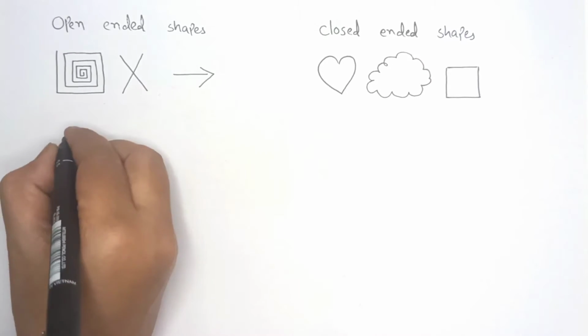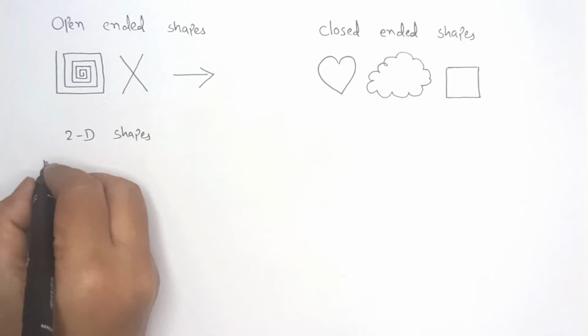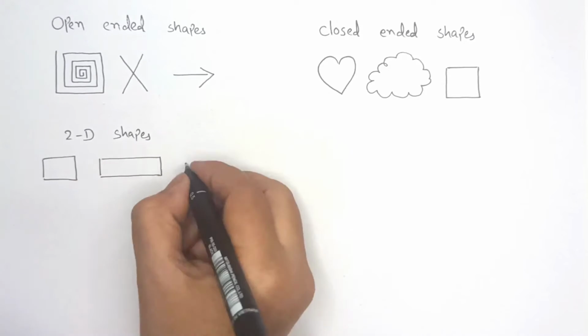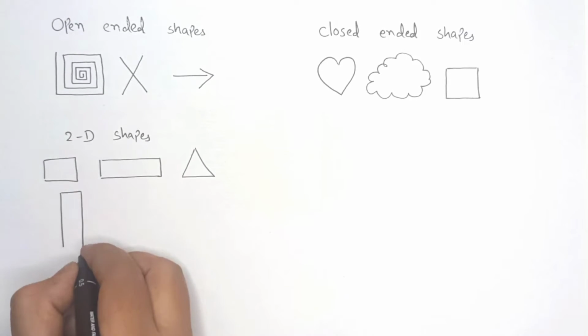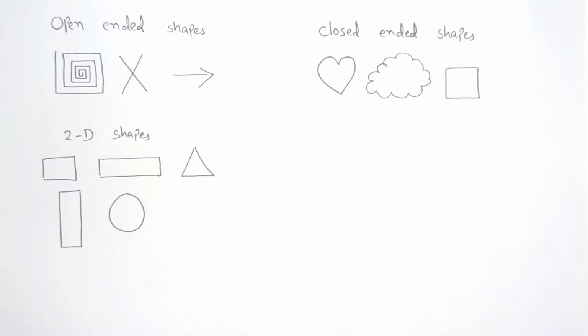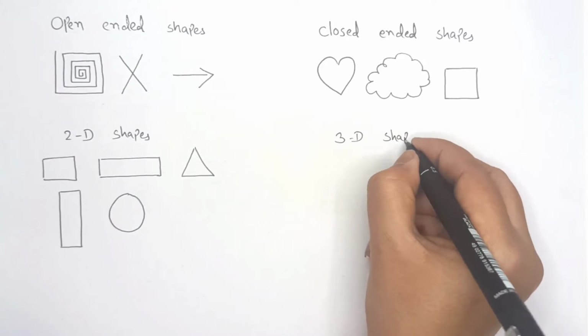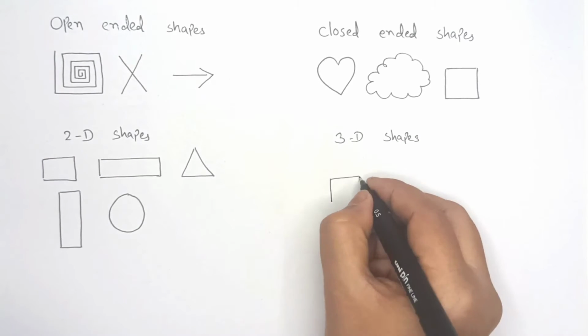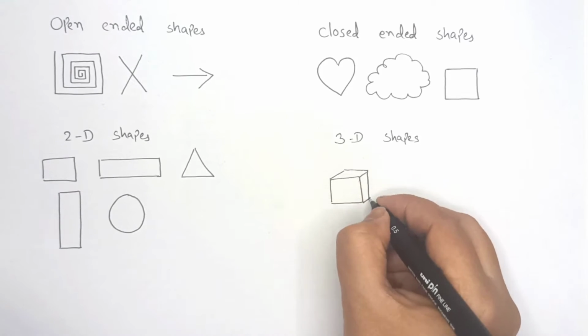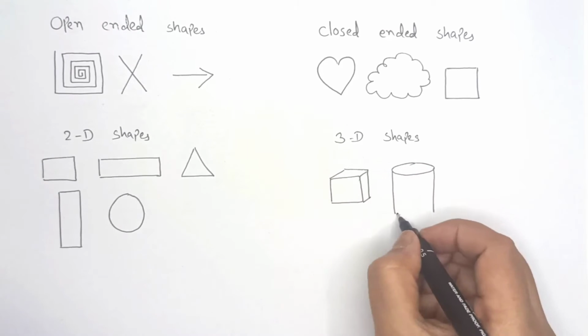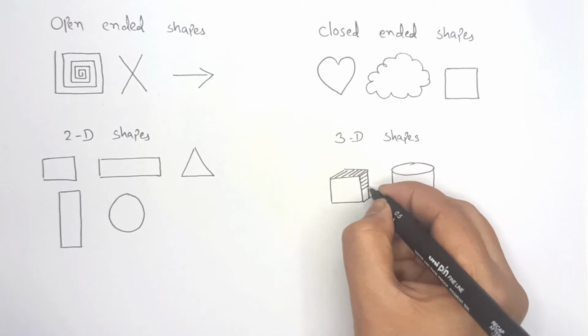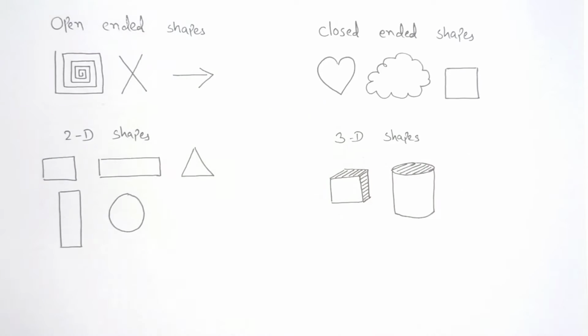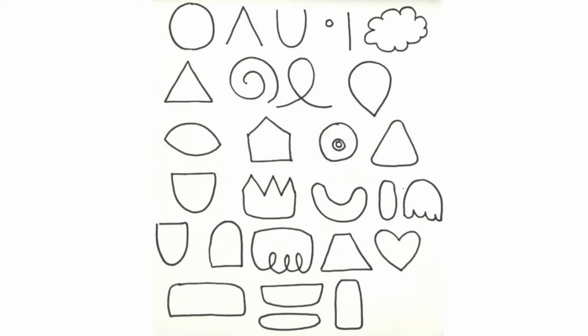Next, moving to 2D shapes. Flat two-dimensional shapes like rectangle, triangle and circles are included in 2D shapes. While we are talking about 3D shapes, it's a kind of solid shape that has length, width and height, like a cube and cylinder. This way you can create more shapes and there is no restriction. It can be 2D, 3D, open-ended or close-ended shapes.